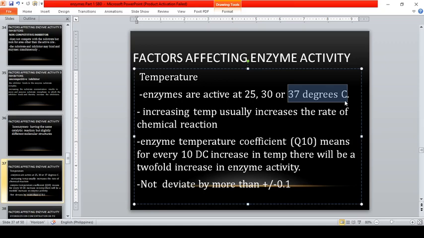Okay? Aside from that, other enzymes are stable at high temperature just like the Taq polymerase. Kahit nasa 95 degrees Celsius na, it is still stable. Okay? Because that is obtained from extremophiles, living organisms that can live in extreme temperature. Okay? So that is the Taq polymerase. And Taq polymerase, so spelling ni Taq polymerase. So that is Taq polymerase.